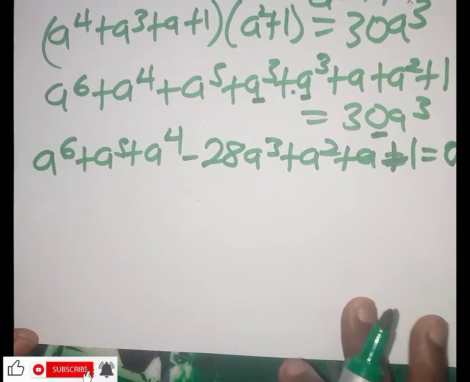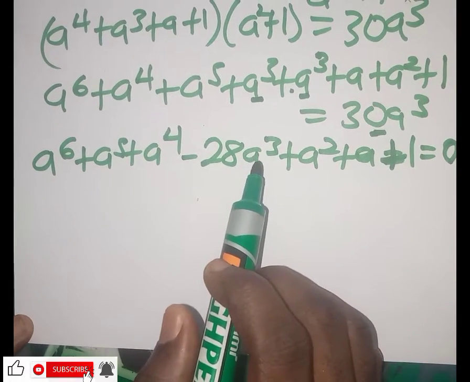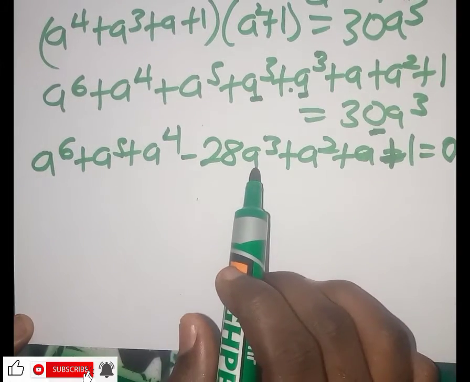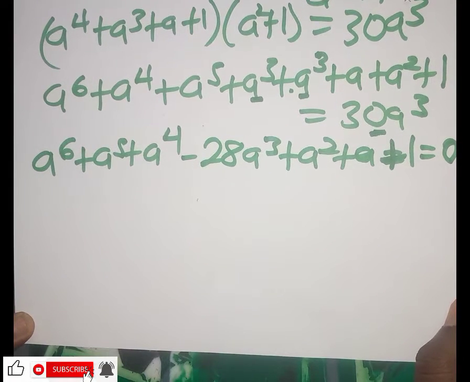Now we have a very nice equation. This is an interesting symmetrical equation, and we can solve this by dividing all sides by the middle term, which is the a cube that we see over here. So we divide all by the middle term, which is the a cube, and also remember that for the domain of this equation, a shouldn't be equal to 0.